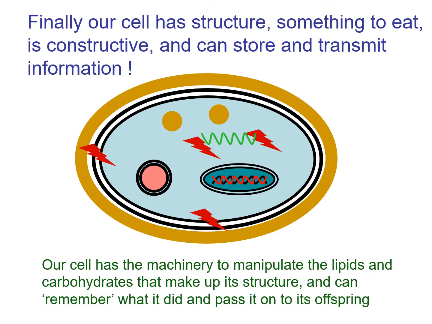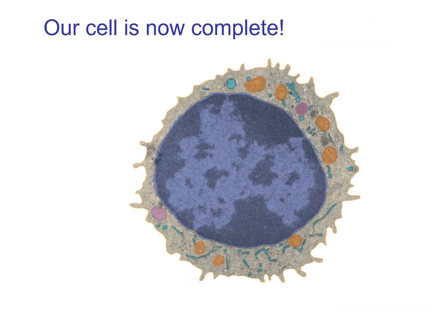We have a cell that has structure, it has something to eat, it can do things, and it can also store and transmit information. The DNA stores information on how to make protein, and then the proteins do everything else, including replicating the DNA and transcribing the DNA into RNA. And here's what an actual complete cell looks like.